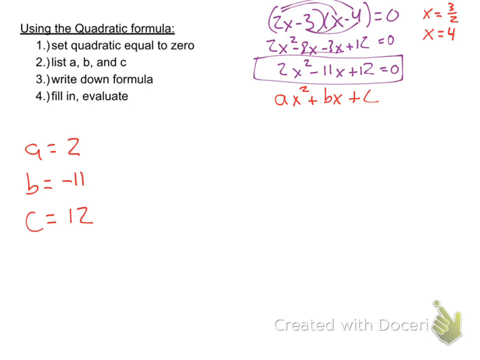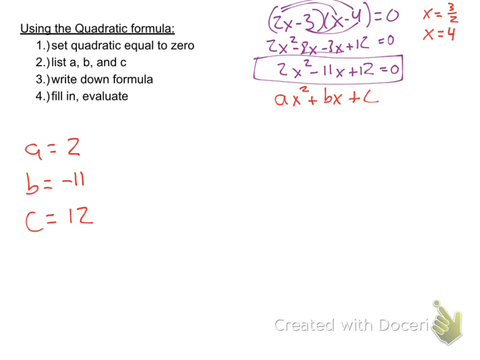Be very careful. I do not ever want you to see or write that a is 2x squared and b is a negative 11x. The x squared and the x are the variable parts. They are not the coefficients, which a, b, and c are. Be very careful. It seems like every year there's a group of kids that want to list the x's with it. No, it's just the number in front.